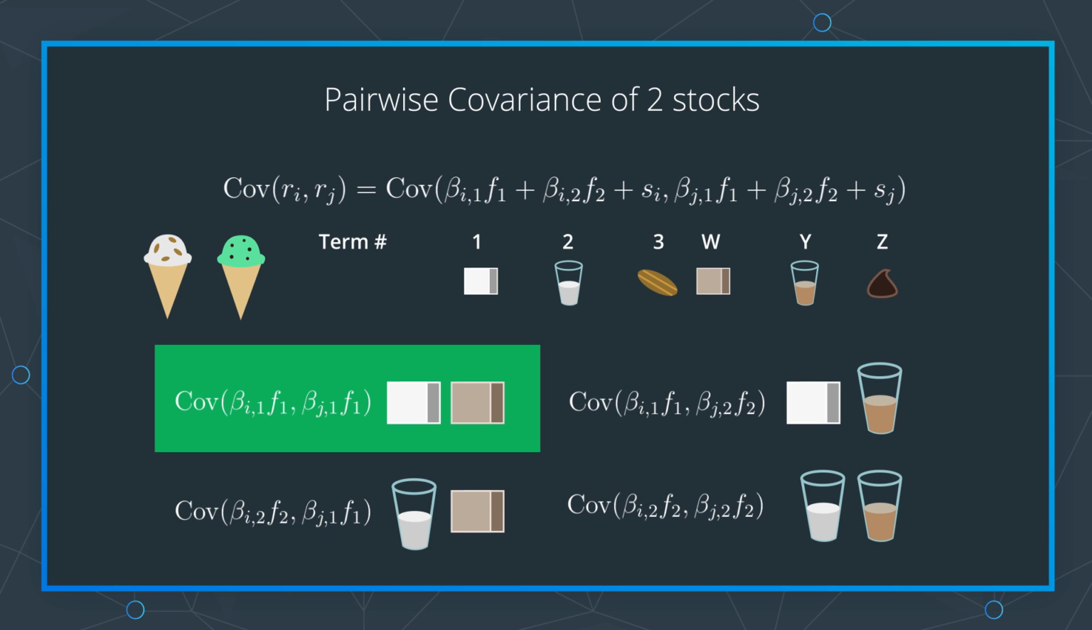For example, here's the covariance between the contribution of factor 1 to stock 1 and the contribution of factor 1 to stock 2. The images here are to help you keep track of the notation. You can see the 4 pairs of covariances among the white sugar, brown sugar, plain milk, and chocolate milk.